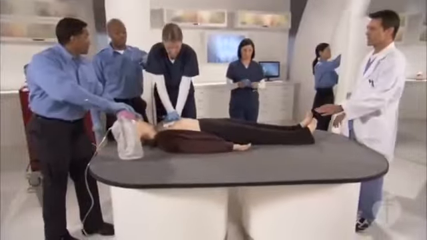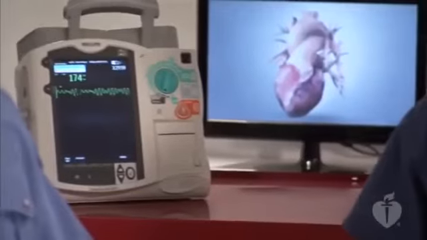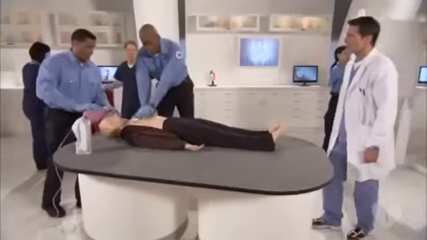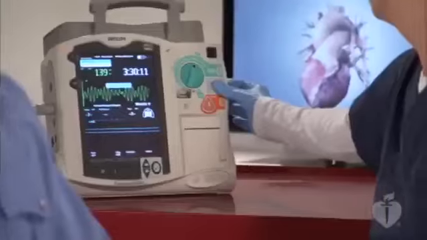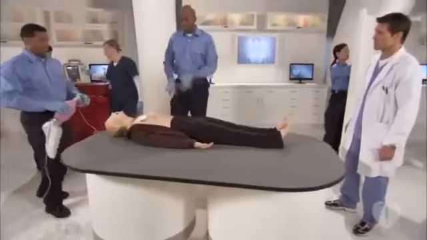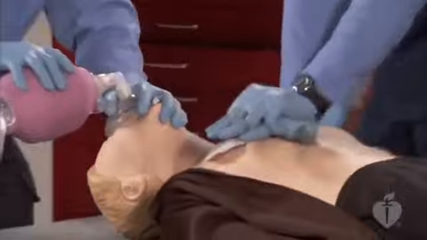Okay, let's analyze this rhythm. Stand back, everyone. Hold chest compressions. Okay, we've got persistent VF. Resuming compressions. Let's deliver a second shock at 150 joules. Dana, let's establish IV access and be prepared to administer 1 milligram of epinephrine IV. Charging. Clear the patient. Shocking on 3. Shock delivered. Resuming compressions.